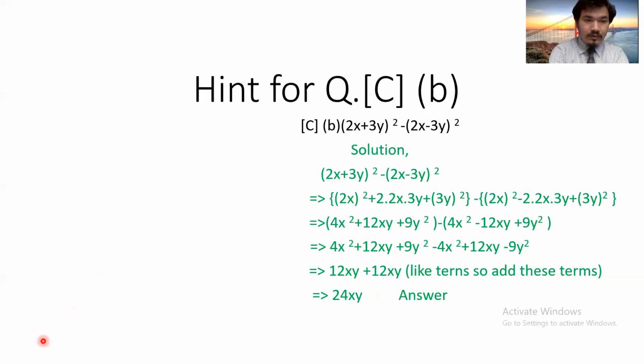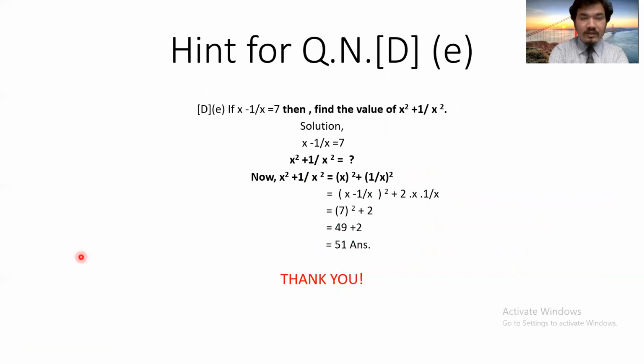Now let's move to the next slide. Look, this is also a hint for you, a hint for question number D, E. They asked like this: question E, if x minus 1 by x equals 7, then find the value of x square plus 1 by x square, that is 1 upon x square. Write the solution and write all the given values first.